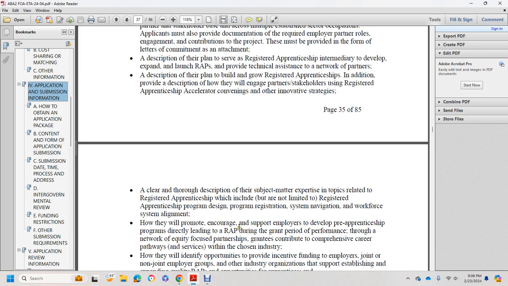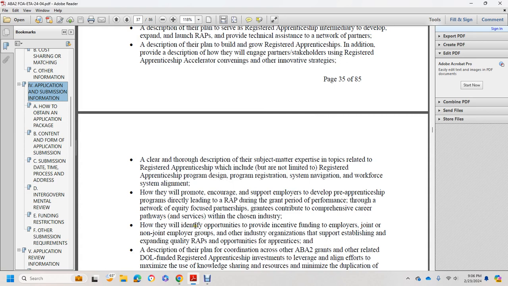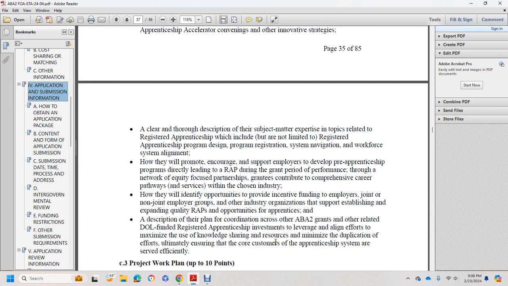How they will promote, encourage, and support employers to develop a pre-apprenticeship program directly leading to registered apprenticeship during the grant period of performance through the network equity-focused partnership. Grantees contribute to comprehensive career pathways and services of the chosen industry. Help to identify the opportunity to provide incentive funding for employers to join with a non-joint employer group with other industry organizations supporting, establishing, and expanding quality registered apprenticeship programs and opportunities for apprenticeships.